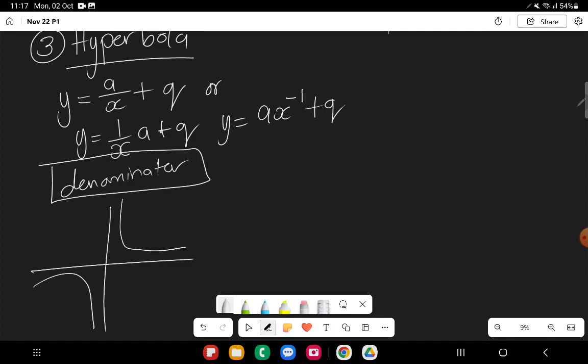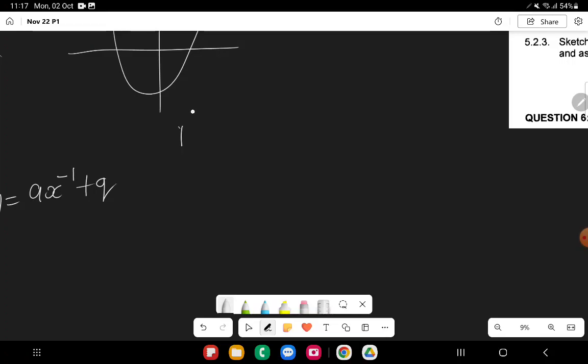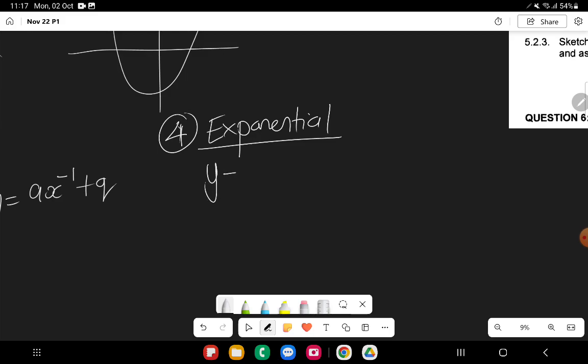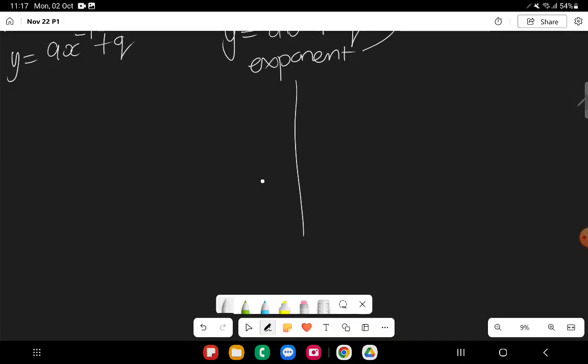I hope you remember. And then our fourth kind of graph that you need to know off by heart is called the exponential graph. And your exponential graph's formula is y is equal to a b to the power of x plus q. Notice here that your x is an exponent. Hence the word exponential graph, right? Our exponential graph looks like this. I hope you remember it. Or it may go up more that way.